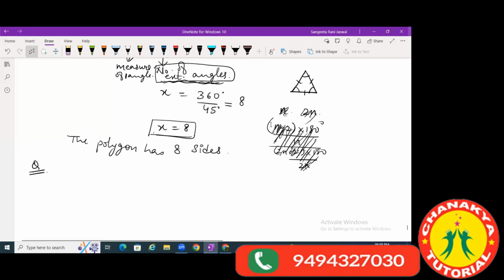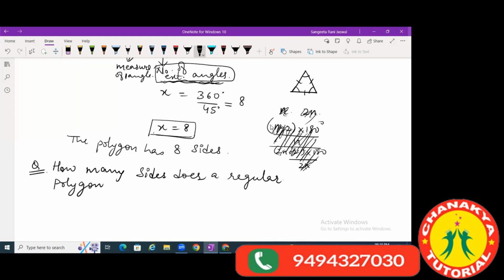Okay, let's take another question about interior angle. Somebody was asking, what if we are given the interior angle? So I'm taking another question where you are given an interior angle. How many sides does a regular polygon have? Regular means all sides are equal.